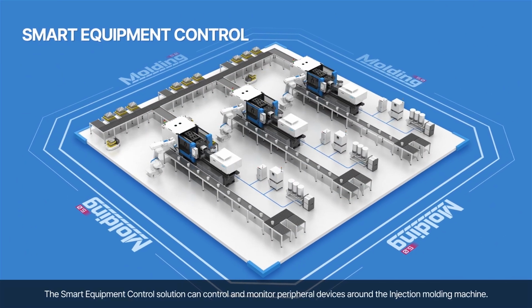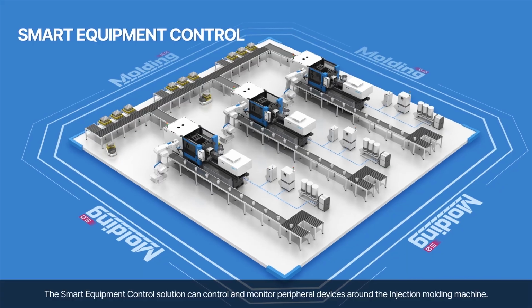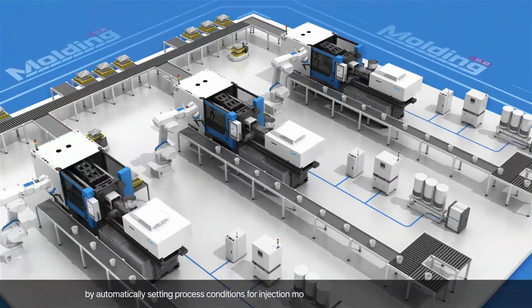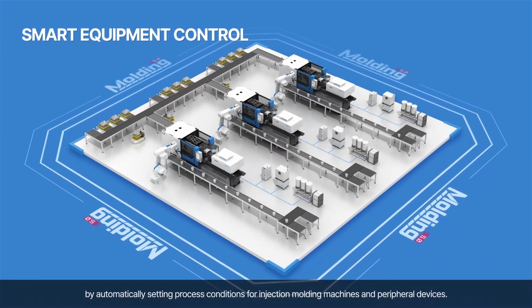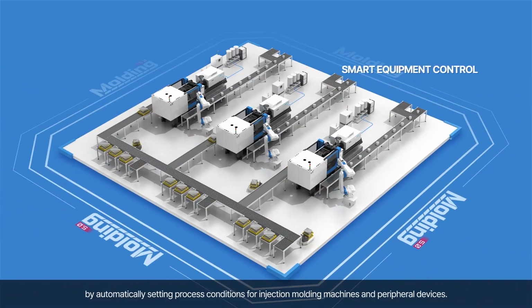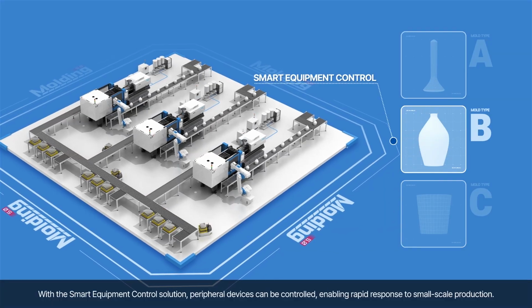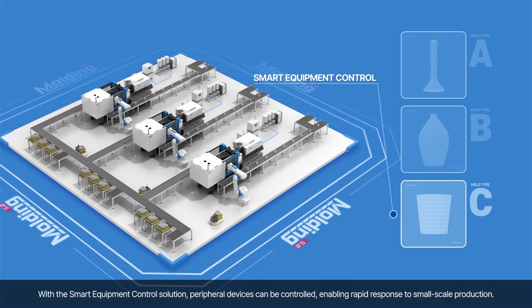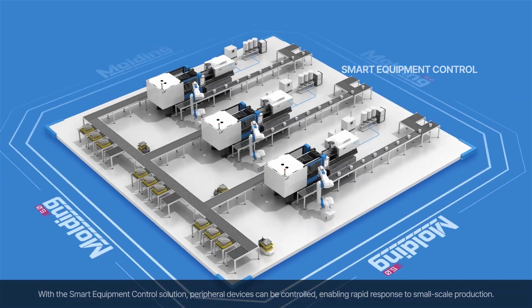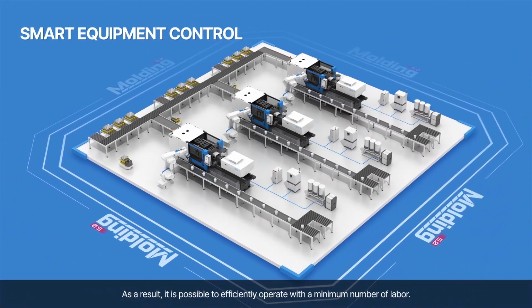The Smart Equipment Control solution can control and monitor peripheral devices around the injection molding machine by automatically setting process conditions for injection molding machines and peripheral devices. With the Smart Equipment Control solution, peripheral devices can be controlled, enabling rapid response to small-scale production. As a result, it is possible to efficiently operate with a minimum number of labor.